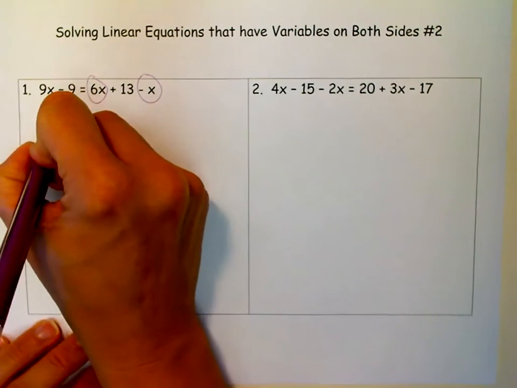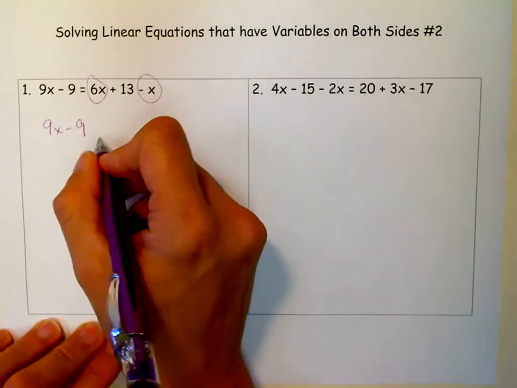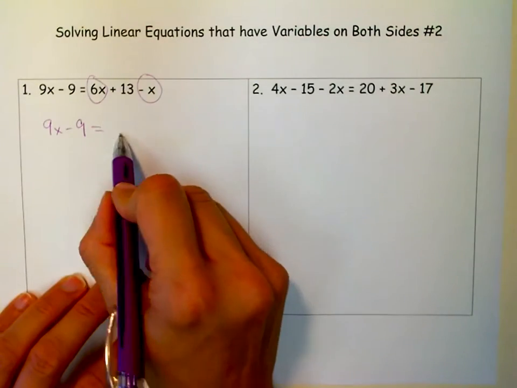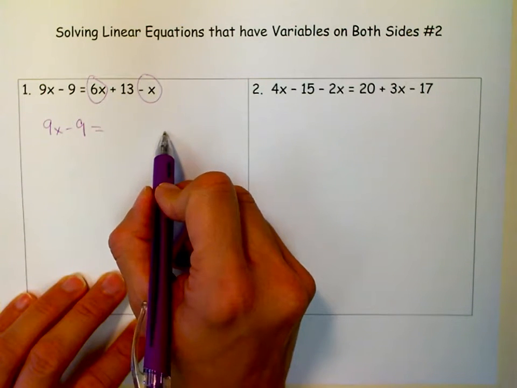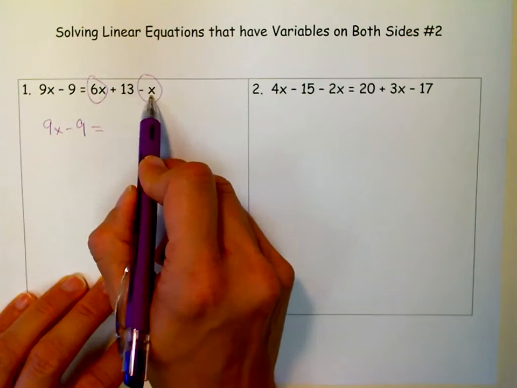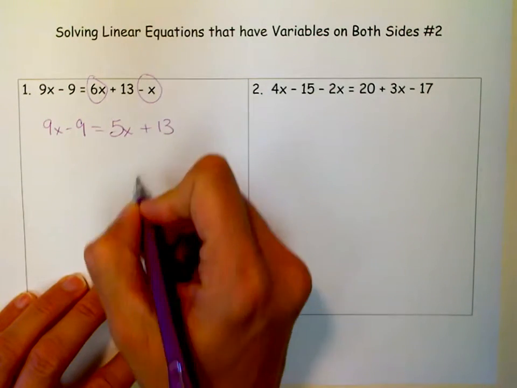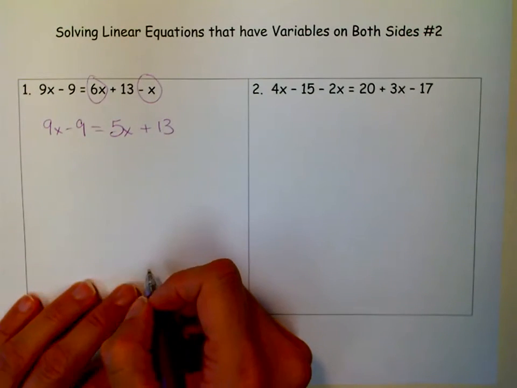So 9x minus 9, there were no like terms that we needed to combine. We just dropped that down. But then before we write the right side of the equation, we want to combine these. So 6x minus x gets me a 5x. And now I'm ready to move things from one side to the other.